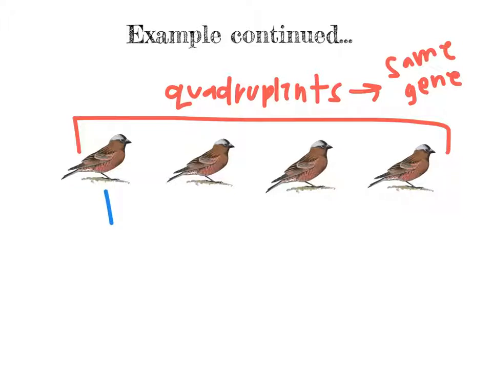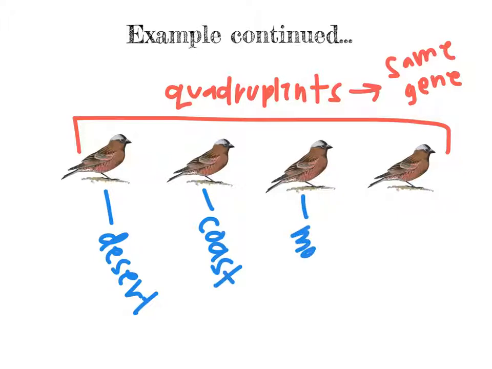So this chick is going to be raised in the desert. This chick will be raised off the coast. This chick will be raised in the mountains. And this chick will be raised in a typical forest.